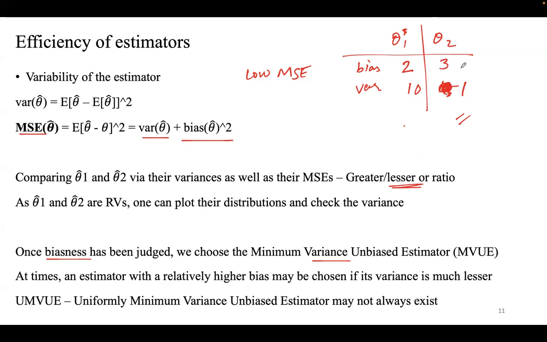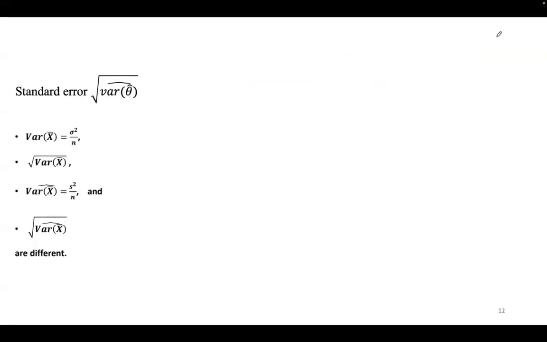So let's say the bias here was 0. So it's really nice. But what happens is here, although it's biased, the MSE is still the lowest. So you end up choosing theta 2. All right. So this is about the efficiency of estimators.